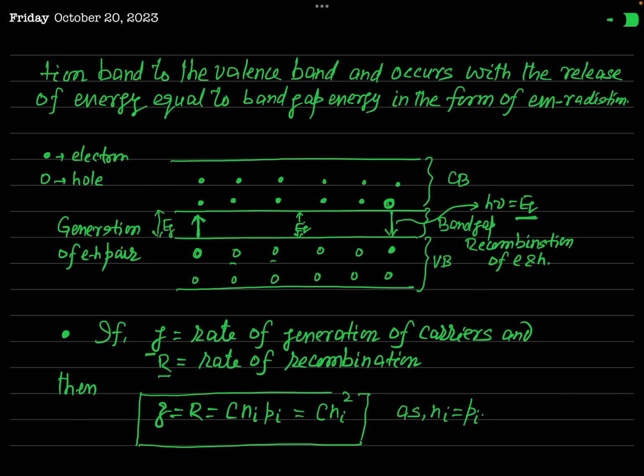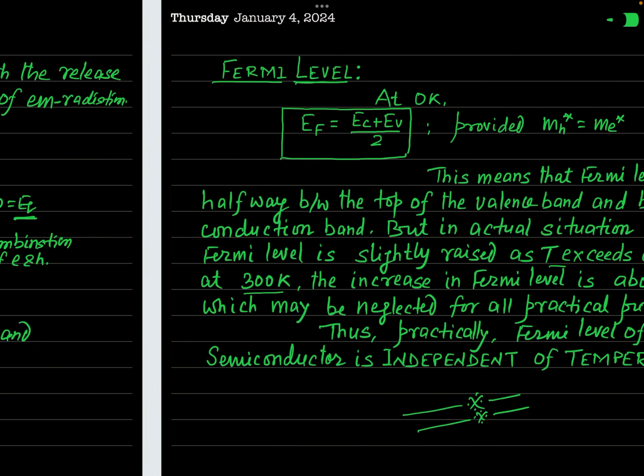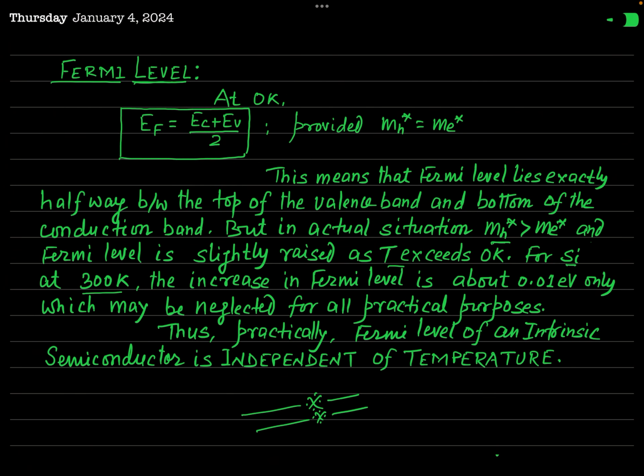And so in this recombination process, energy will be released in the form of electromagnetic radiation, and this released energy h nu is equal to Eg. Actually, if G is the rate of generation of carriers and R is the rate of recombination, then these two are equal, and this is given as R equal to C times Ni times Pi, and this is C into Ni square, because Ni is equal to Pi.